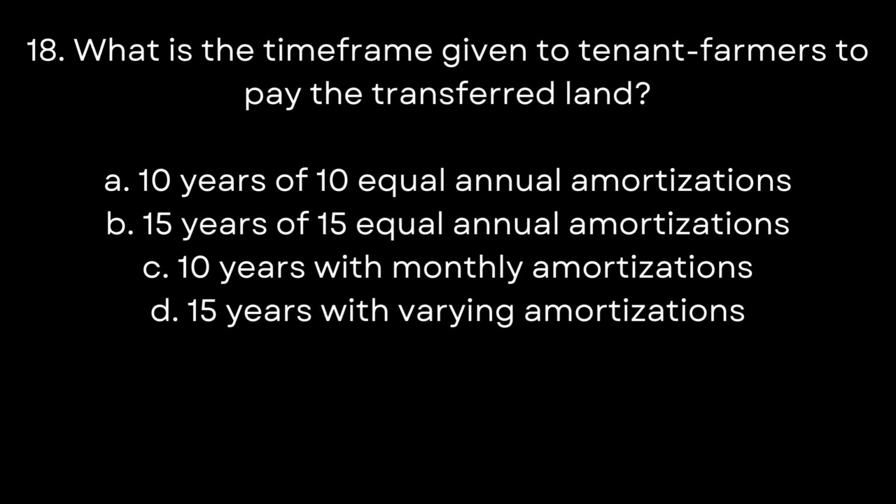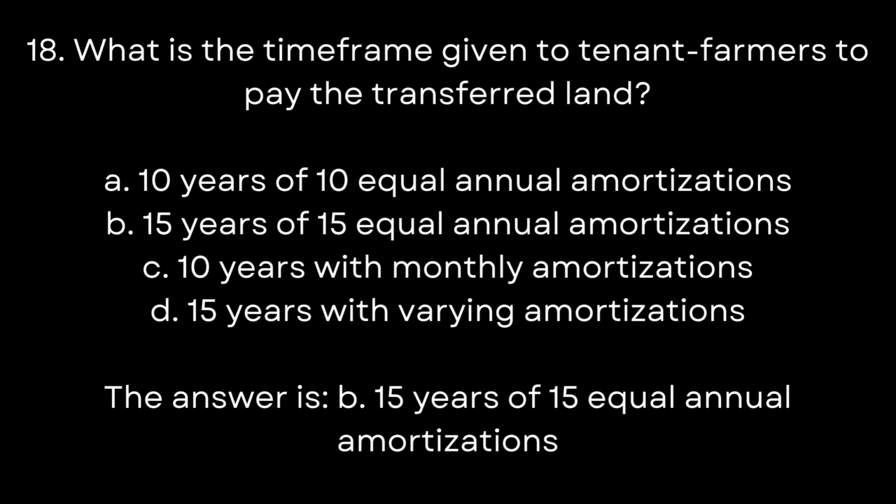18. What is the timeframe given to tenant farmers to pay the transferred land? A. 10 years of 10 equal annual amortizations. B. 15 years of 15 equal annual amortizations. C. 10 years with monthly amortizations. D. 15 years with varying amortizations. The answer is B. 15 years of 15 equal annual amortizations.